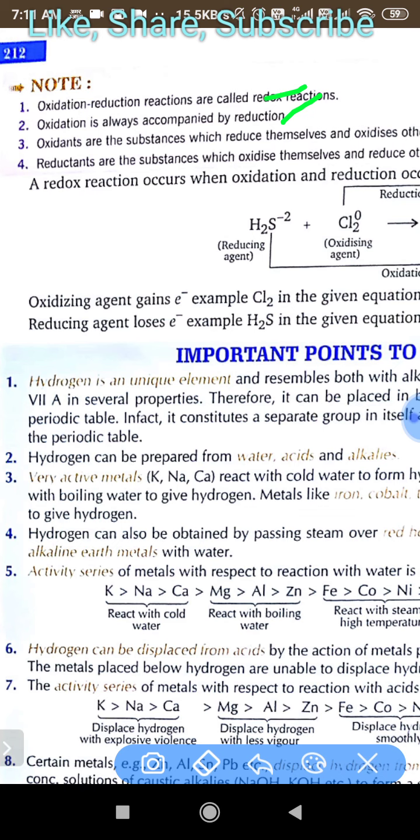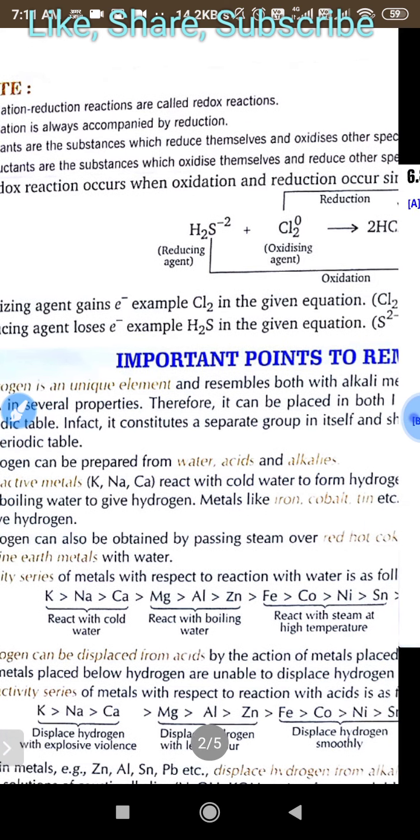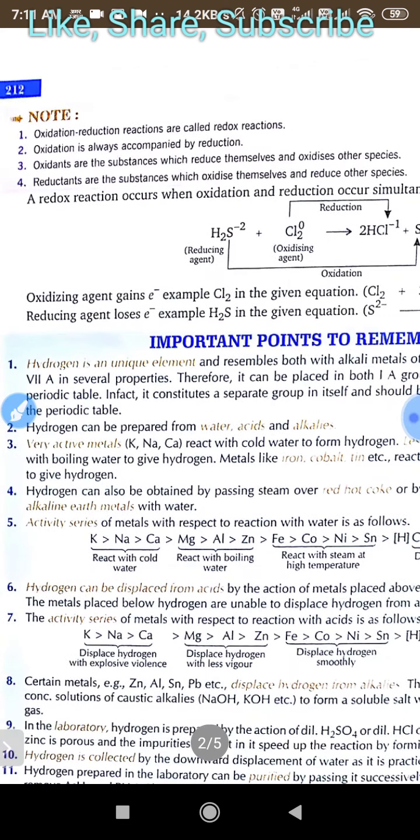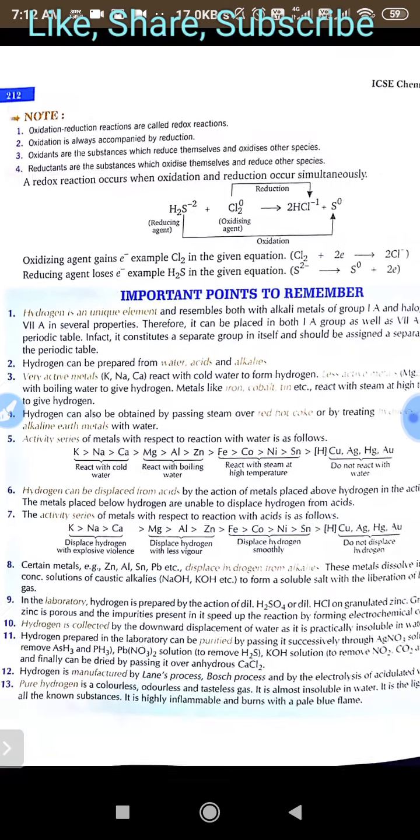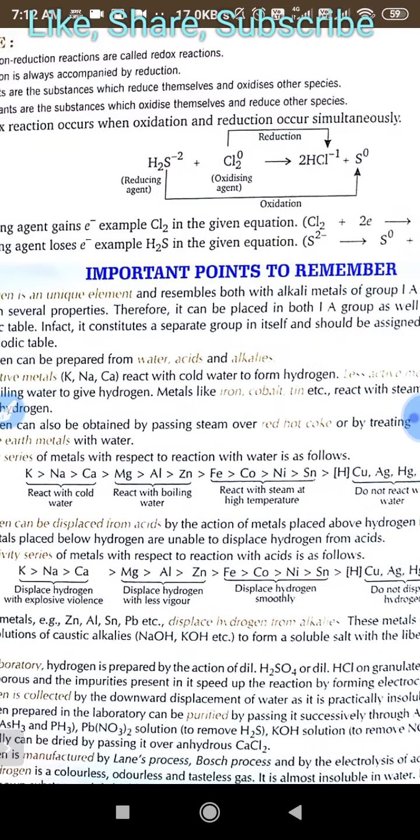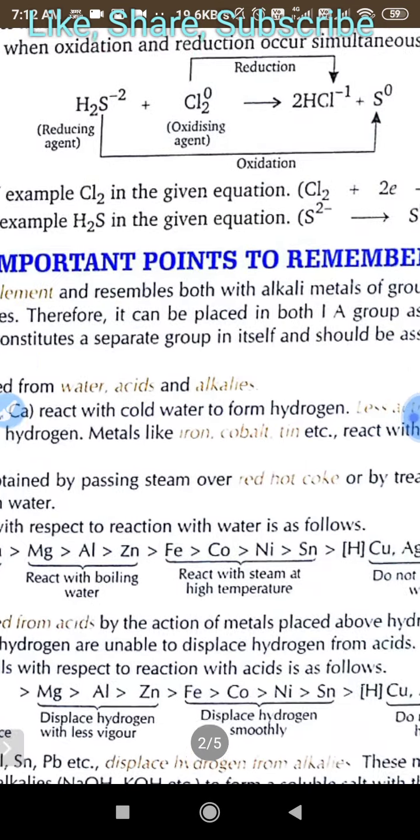Oxidants are the substances which reduce themselves and oxidize other species. Reductants are the substances which oxidize themselves and reduce other species. So a redox reaction occurs when oxidation and reduction occur simultaneously.